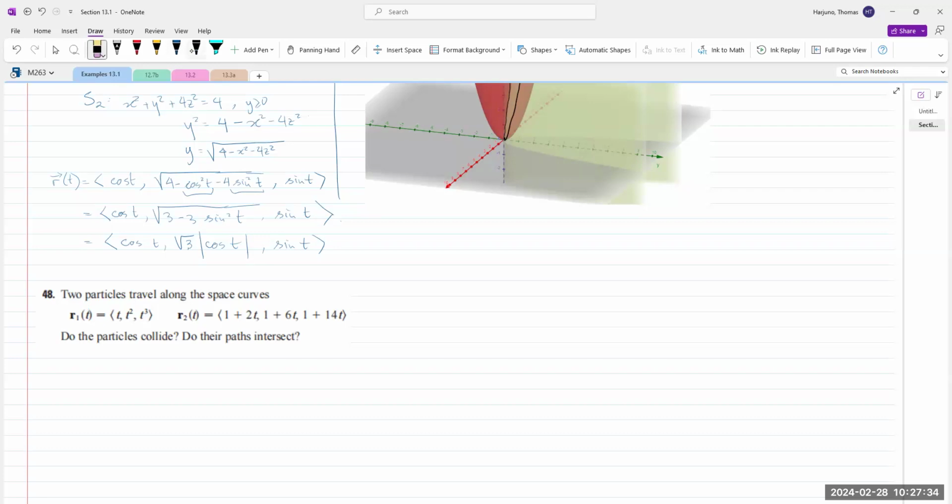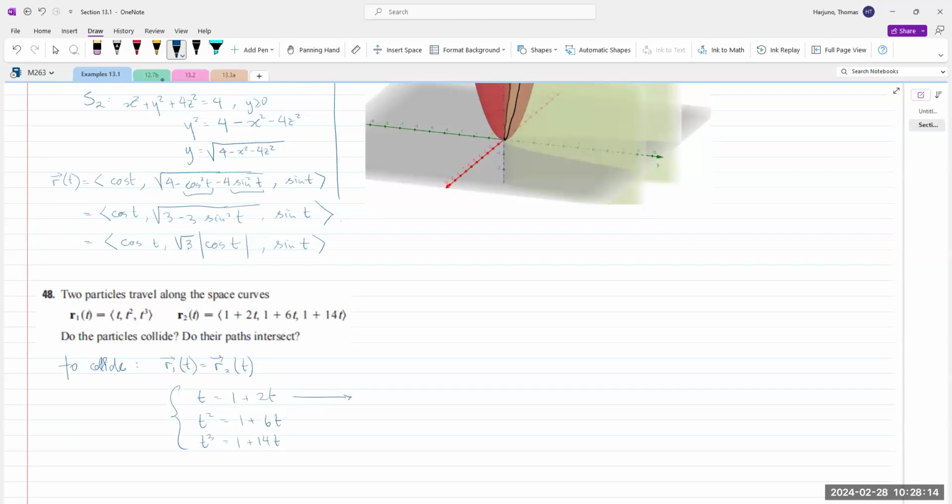In other words, to collide, your R1(t) equals R2(t). Okay, so let's fix them. So the x component, t equals 1 plus 2t. The y component, t squared equals 1 plus 6t. And the z component, t cubed equals 1 plus 14t.